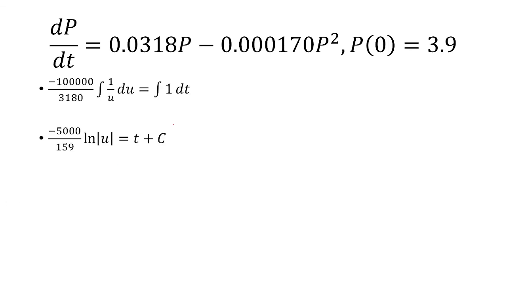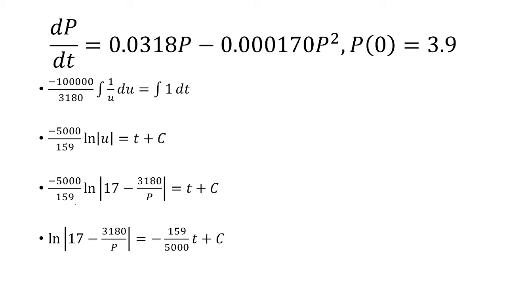Now integrating 1 over u is very simple. It's ln of u. And I also simplified this fraction to negative 5,000 over 159. The antiderivative of 1 is just t, and then just add the constant there. U we said it was 17 minus 3180 over p. And so now I'm going to multiply both sides by negative 159 over 5,000. I'm going to also multiply the constant by that, but I just get another constant, so I'm just going to leave it as c.